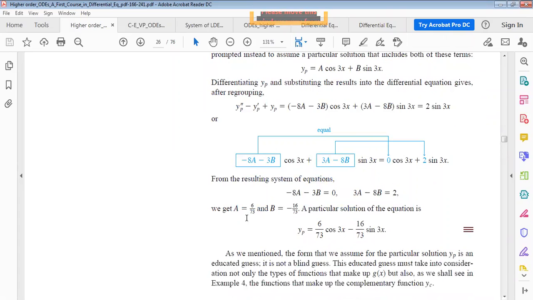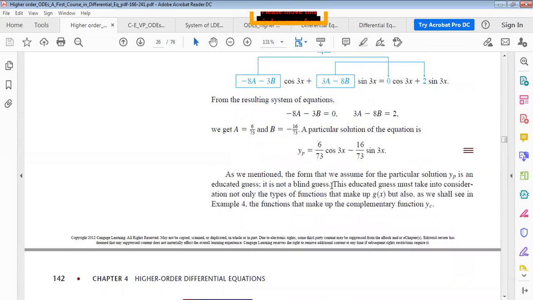Now solving, we get a = 6/73 and b = -16/73. Just solving, you can apply any method for solving, substitution method or determinant method or cross multiplication method, any one method. So the particular solution of this given equation can be written as yp equals to this.